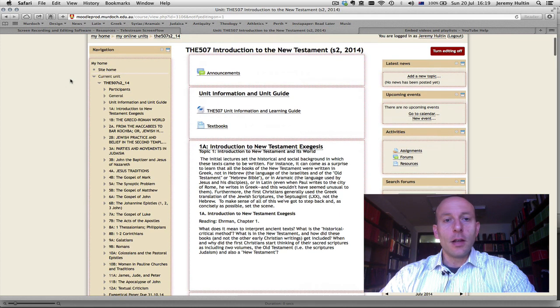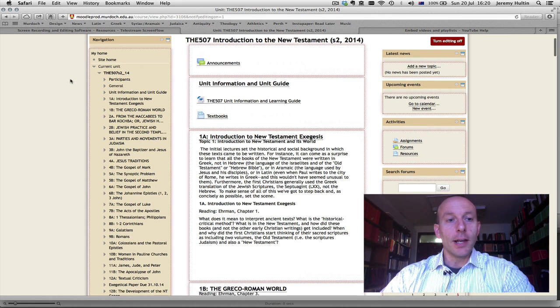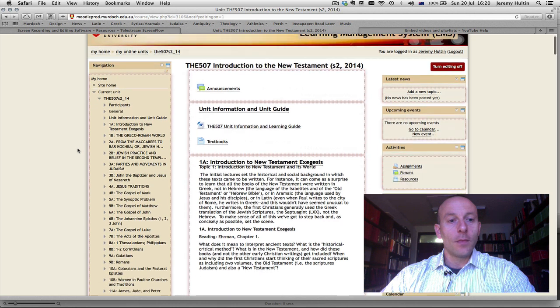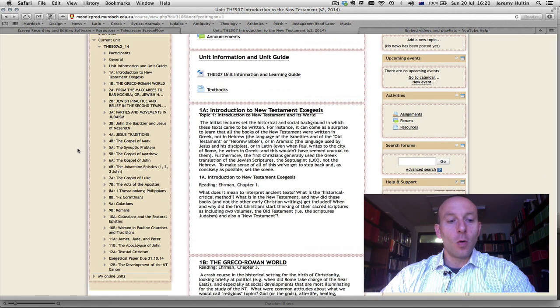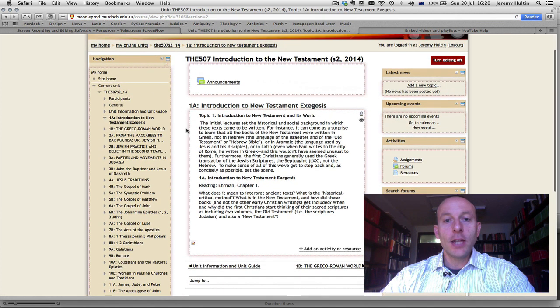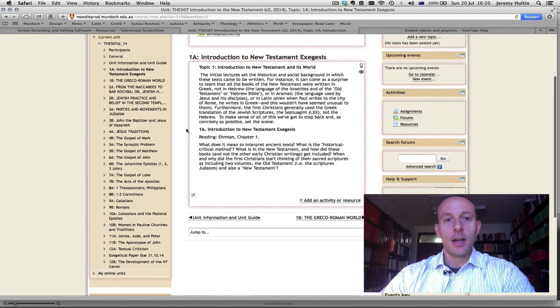But because the website will be our primary means of interacting, I want to say a little bit about how to navigate. You will see here when you log in and go to THE 507 that along the left-hand column, we have 24 entries. That is 12 topics, each with an A and a B. And these topics will be relatively self-explanatory. So you could begin with topic 1A, Introduction to New Testament Exegesis.